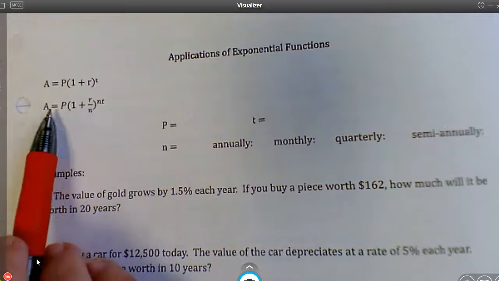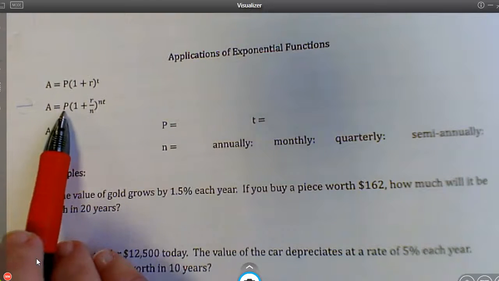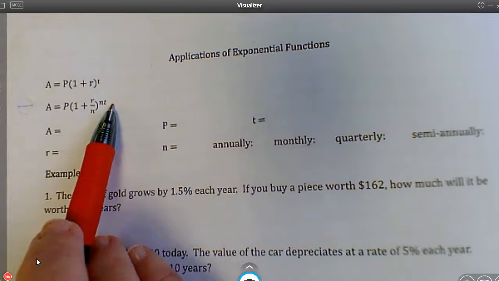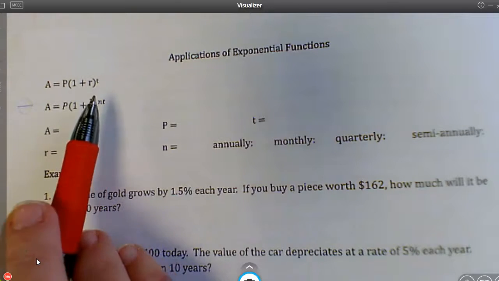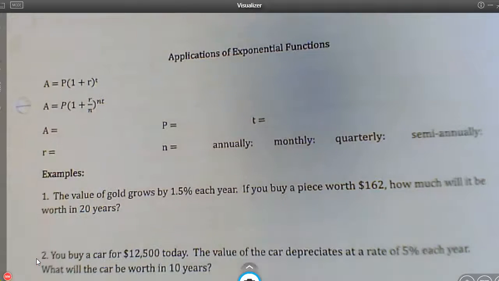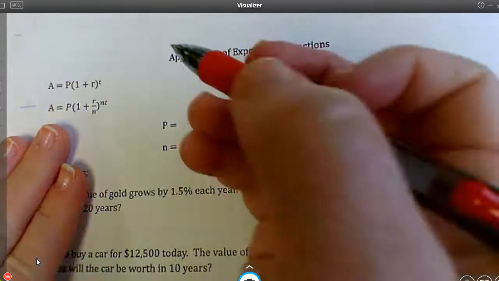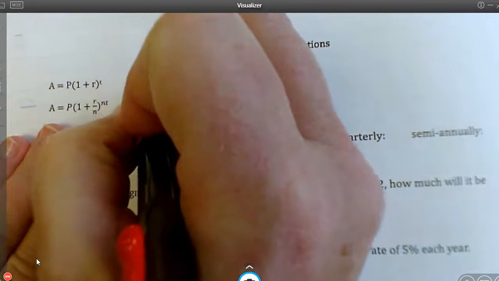And then this equation says A equals P times (1 plus r over n) raised to the nt. N and t are both powers. So n and t are multiplied together and then become the power. Both of these questions, you're going to see the word compounded.